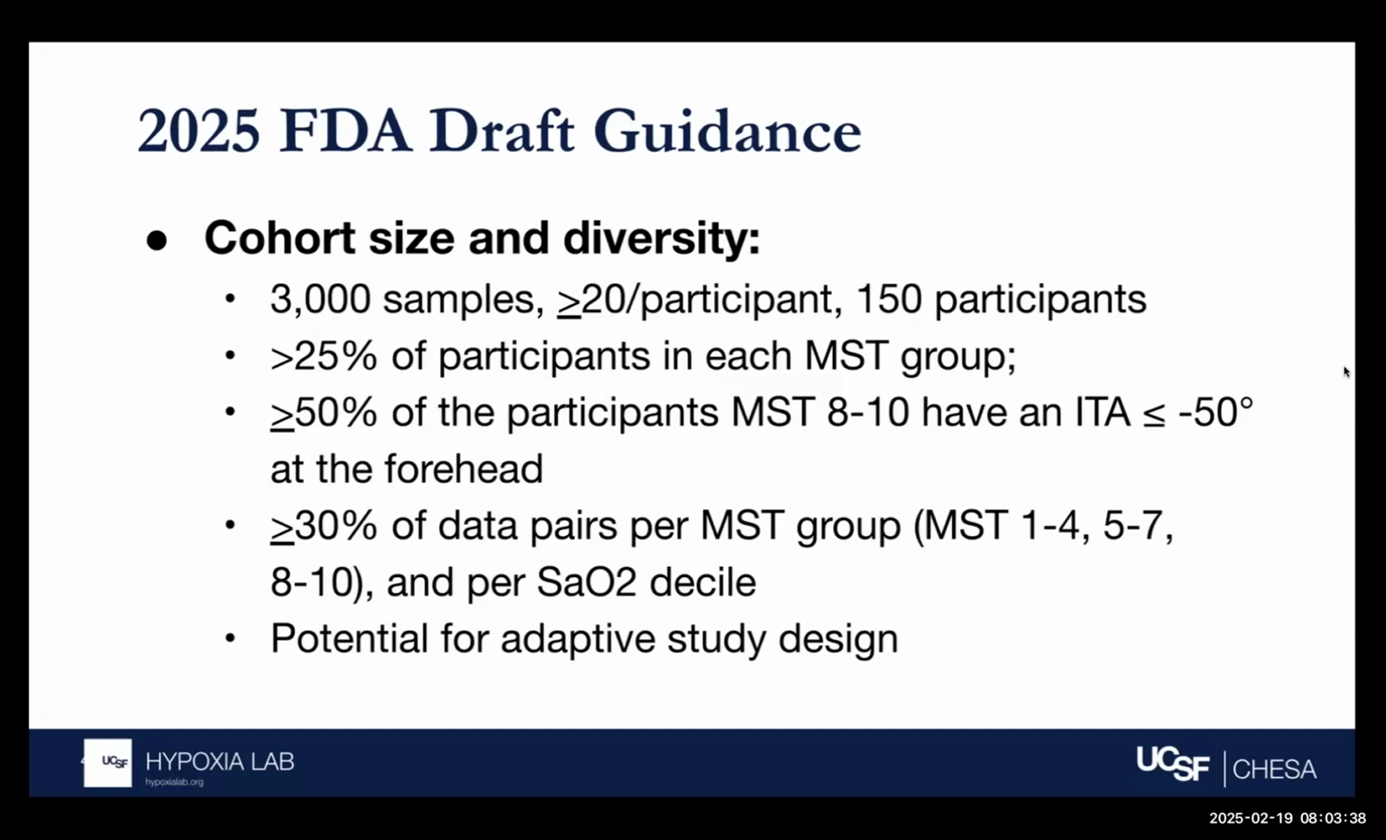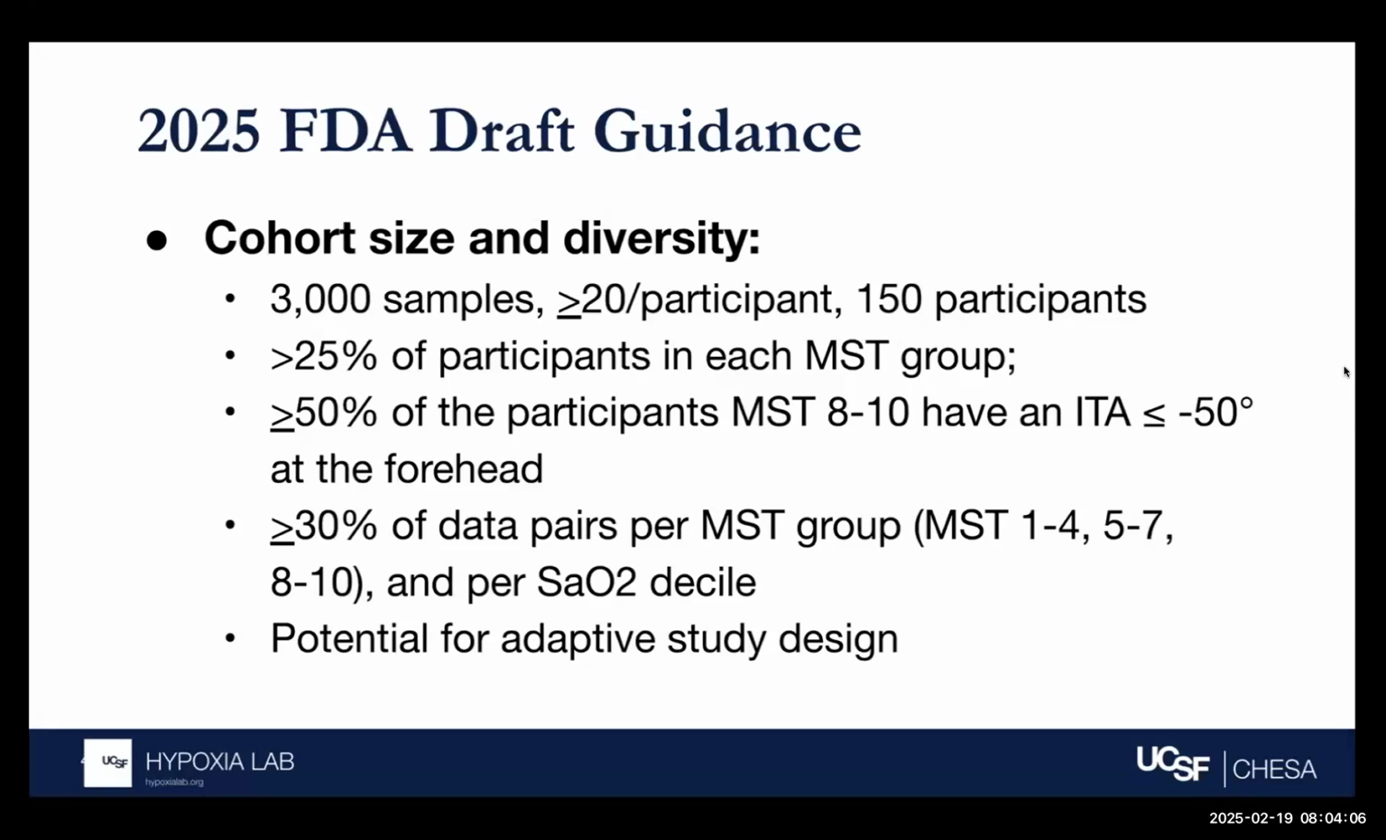In the new draft guidance, there's a recommendation to have at least 25% of participants in each Monk skin tone scale grouping, 1 through 4, 5 through 7, 8 through 10, light, medium, dark. And that of the darkest Monk skin tone scale grouped individuals, at least 50% of those participants have an individual typology angle measured by a colorimeter of less than -50, darker than -50 as measured at the forehead.